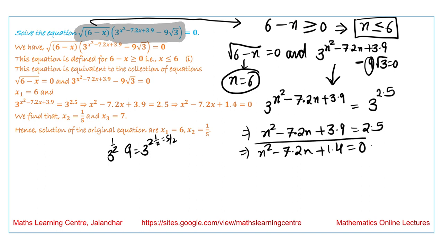Now if we solve this quadratic equation, the answers we have are x is equal to 1 by 5 and x is equal to 7.